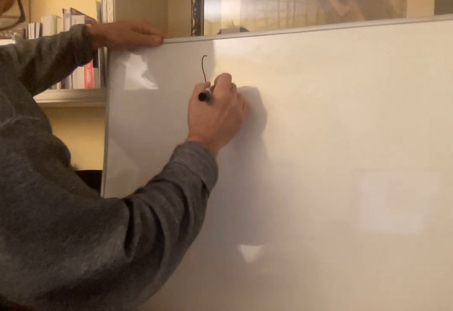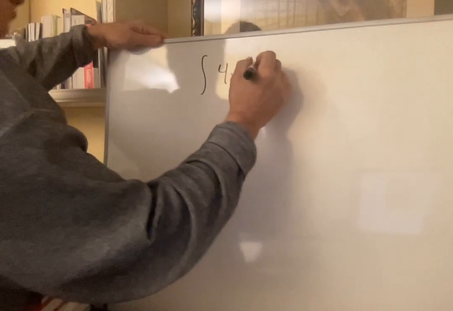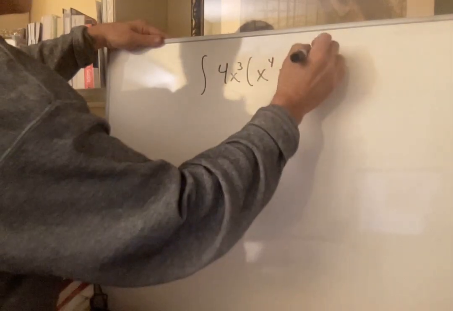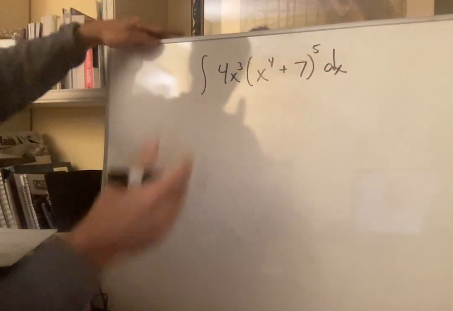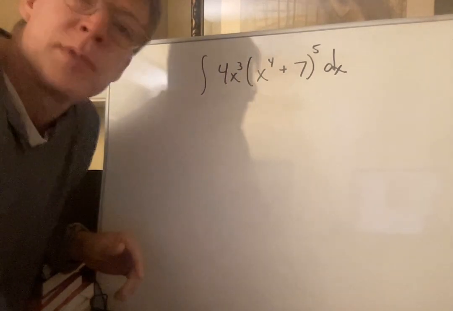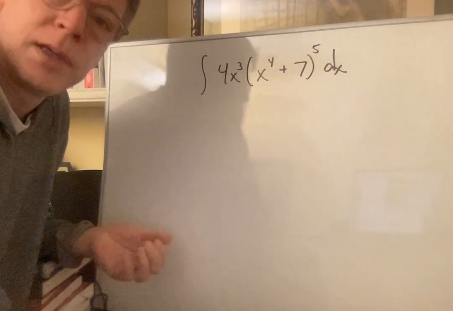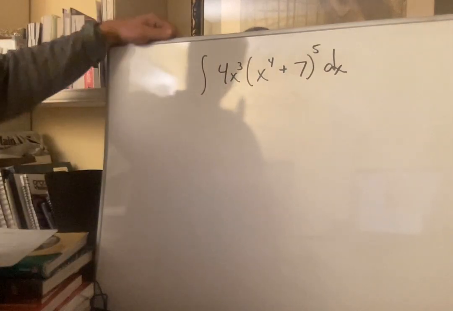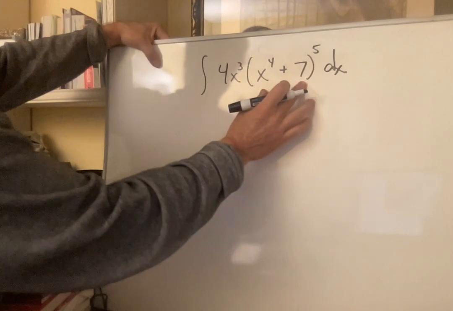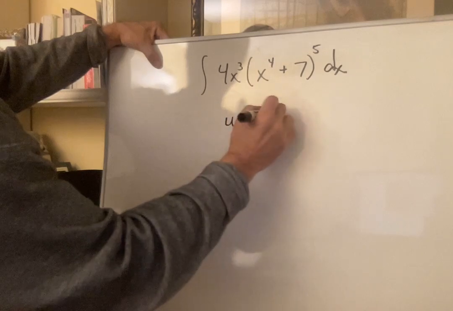Bam. Let's say that I have 4x cubed, and then x to the 4th plus 7 raised to the 5th power. This is totally obnoxious, man. You ever try to get this integral? Forget it, right? But let's just pry it apart. Do you see what a good u might be? I see it in the parentheses, just like I talked about earlier. The derivative of this is elsewhere in the function, so this is my u. U equals x to the 4th plus 7.